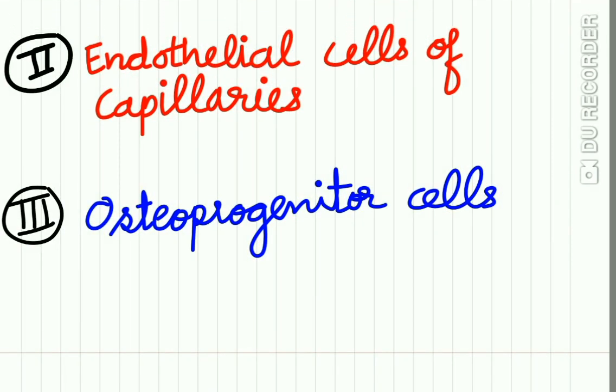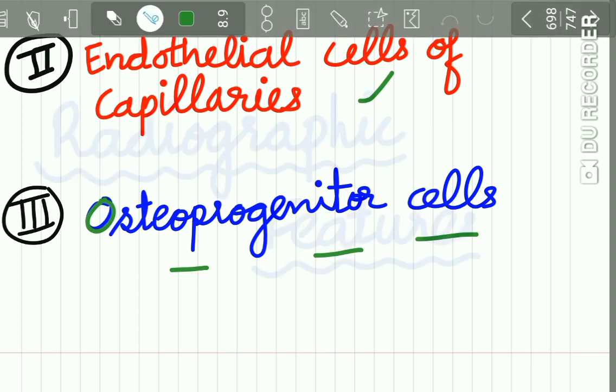Secondly, they may arise from the endothelial cells of the capillaries. Few investigators have also said that these multinucleated giant cells are osteoprogenitor cells.